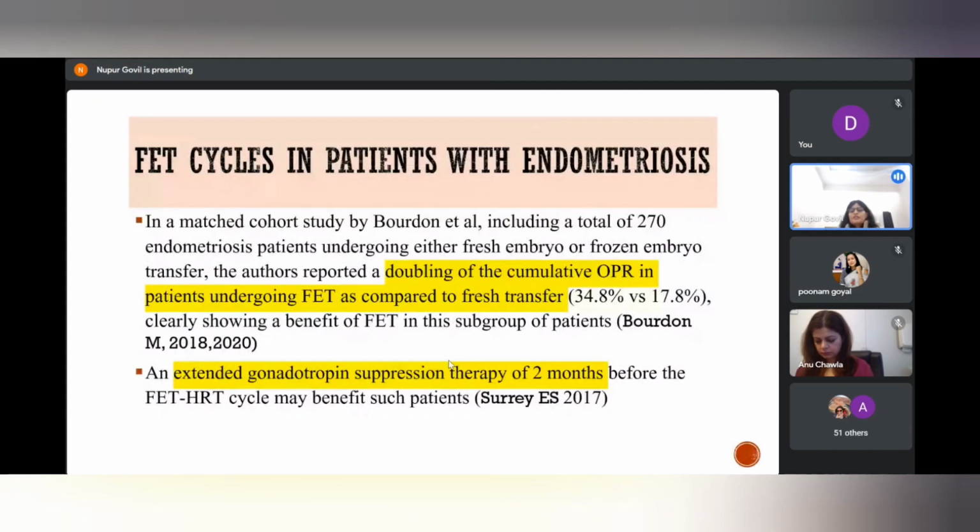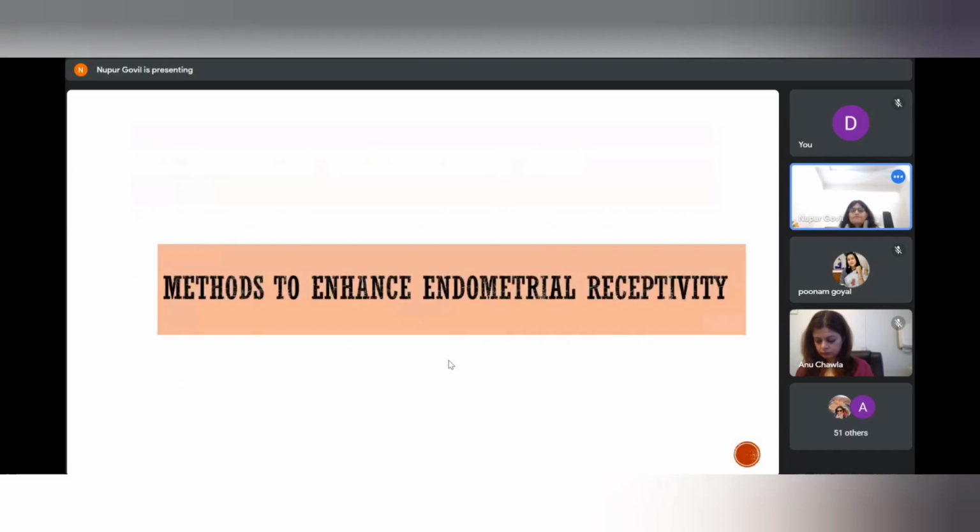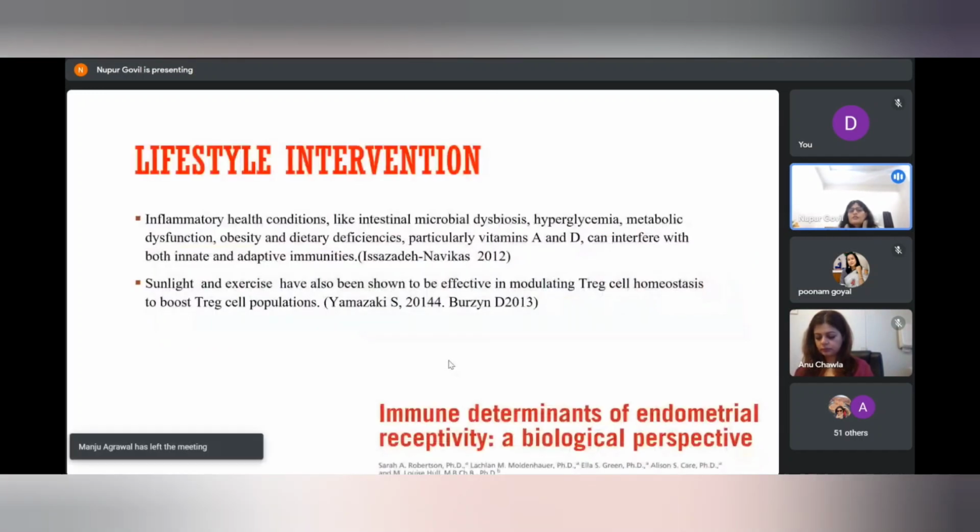So in endometriosis patients, it has already been proven that extended gonadotropin suppression therapy improves the pregnancy rate. So extended GnRH protocol before embryo transfer increases the chances of pregnancy. And in PCOS patients, it was found that in FET cycles, letrozole-stimulated HRT cycles had a lower miscarriage rate. So what are the methods where we can improve the endometrial receptivity?